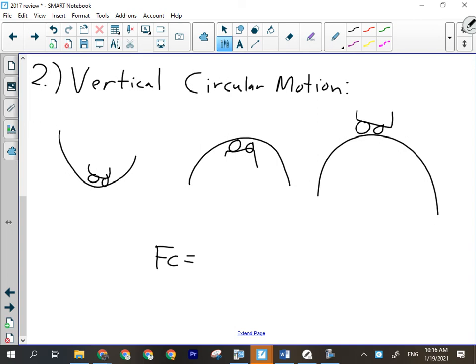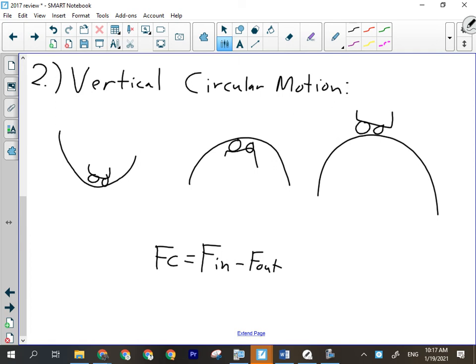Forces in minus forces out. In some cases, it could be equal to Fg, but we don't know for sure because it's situational. This always applies. This is what makes it situational. Forces in minus forces out.